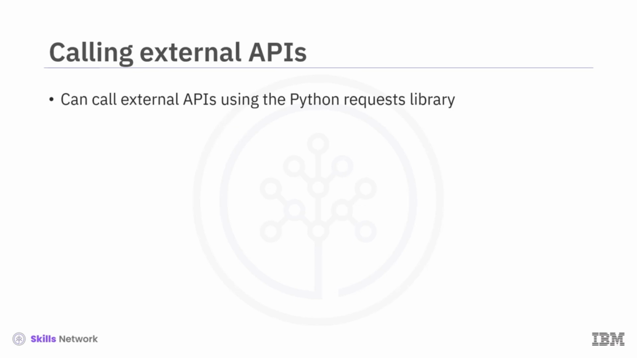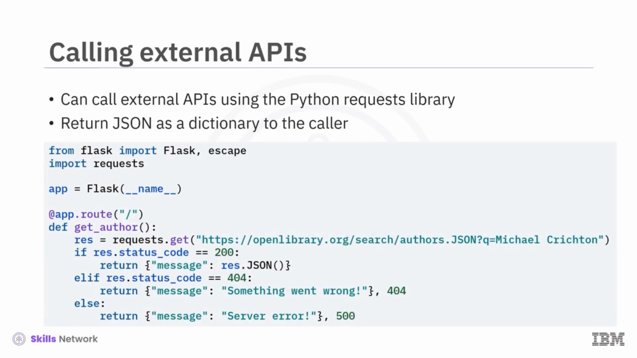Now, the easiest way is to use the Python requests library. You can return the JSON from the external API to your client. However, you can also process the results before sending them back to your client. Here is an example. First, you import Flask and request modules. The code here assumes you have already installed the requests library.